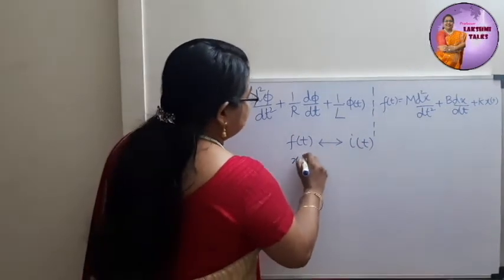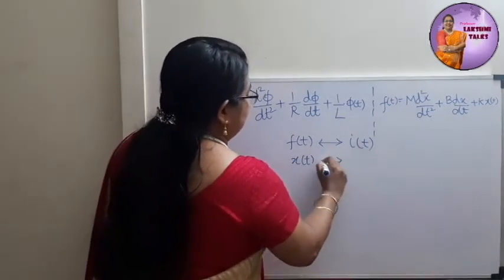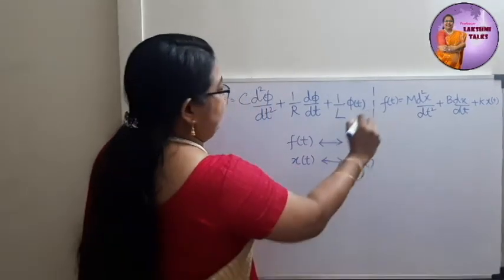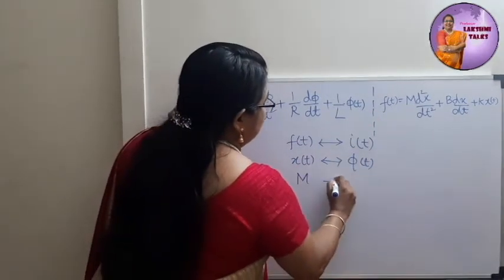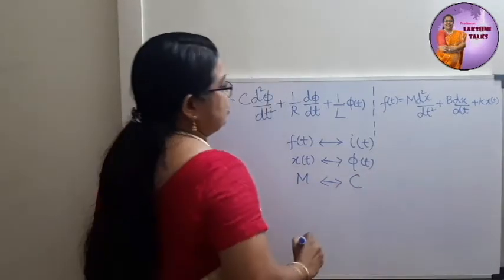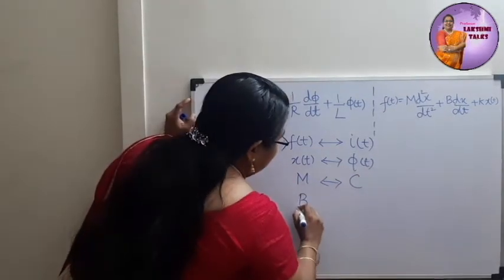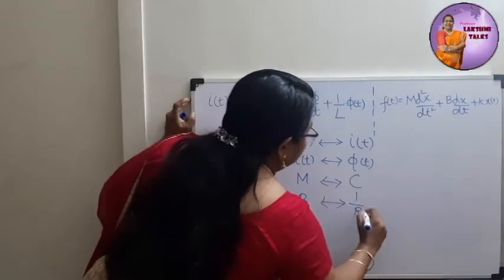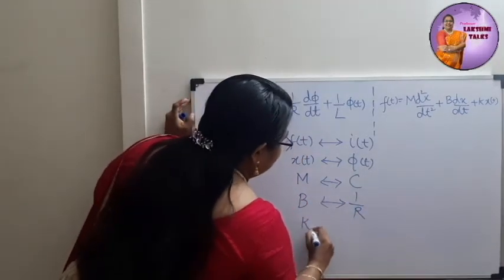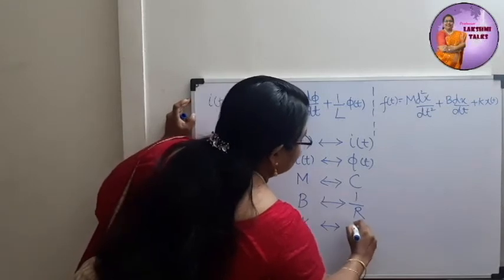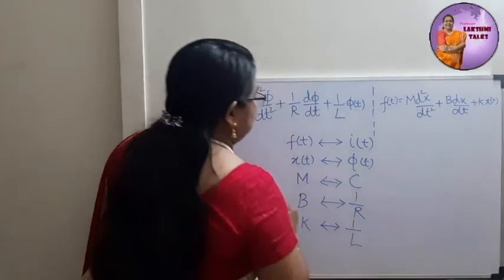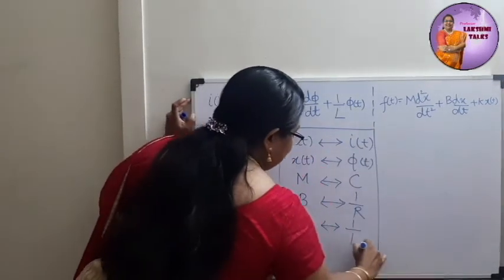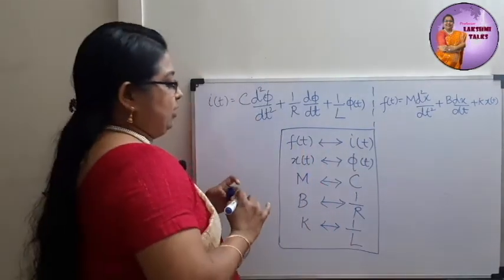Next, displacement x of t is equivalent to flux phi of t. Then mass is equivalent to C and B damping coefficient is equivalent to 1 by R, and spring constant K is equivalent to 1 by L. Okay, this is force current analogy.